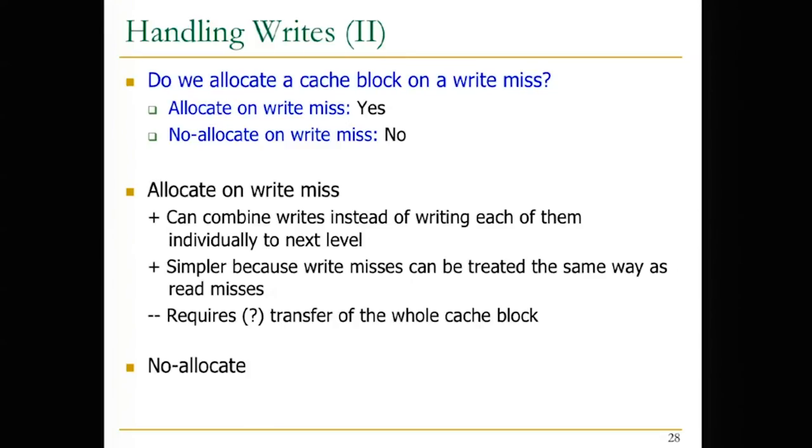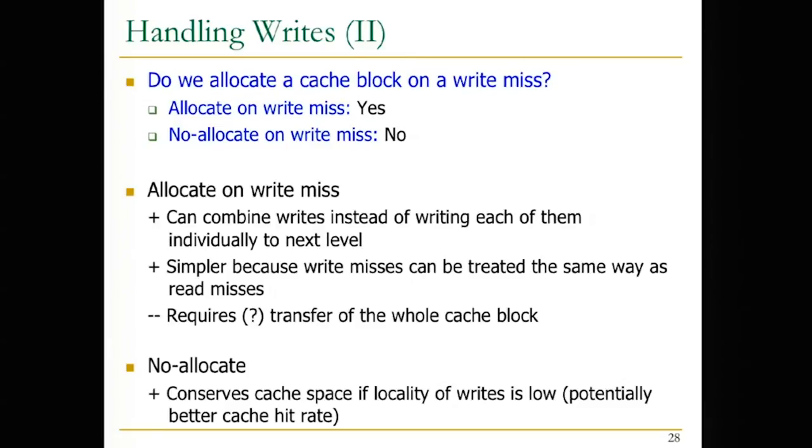So in a sense, this is not different from reads. I'm talking about this in the context of writes, but whenever you do a read, you're bringing a 64-byte, let's say, block. If you use only 8 bytes of it, well, the rest gets wasted, right? You brought it into the cache, and you wasted that bandwidth to bring it into the cache. Okay, no allocate on a write. It conserves cache space if locality of writes is low. Basically, you don't allocate when you have a write miss. This may be good if you're not going to use that block again, for writes or reads at all. So potentially, you get a better cache hit rate.